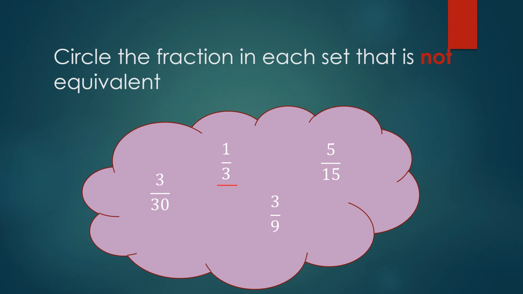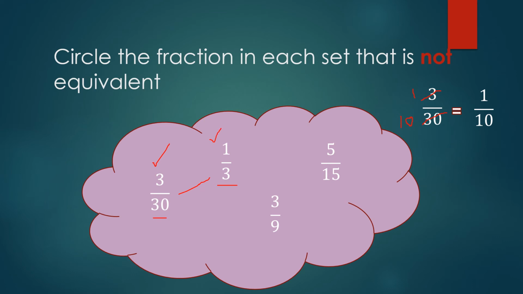Let's start with 3 upon 30. 3 ones are 3 and 3 multiplied by 10 gives me 30. So we have 1 upon 10 as the equivalent fraction. Okay, 1 upon 10 and 1 upon 3 are not equivalent to each other, right? They are not equivalent to each other. So we are going to see which one out of these two is the odd one out.